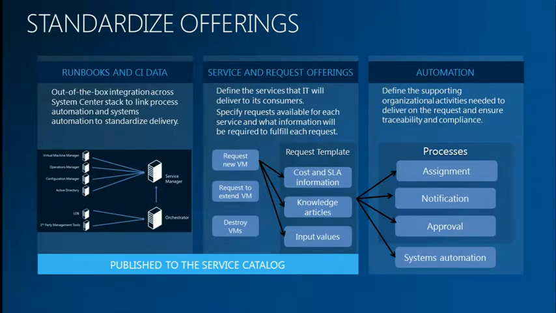Standardizing service and request offerings. How do we deliver a standard menu of offerings to our end users so that they can select what they want when they want? Automation. How do we drive the standardized processes and systems when we're delivering it?